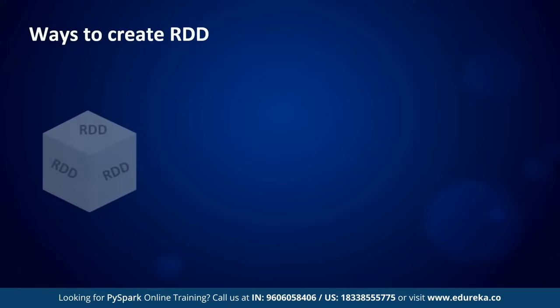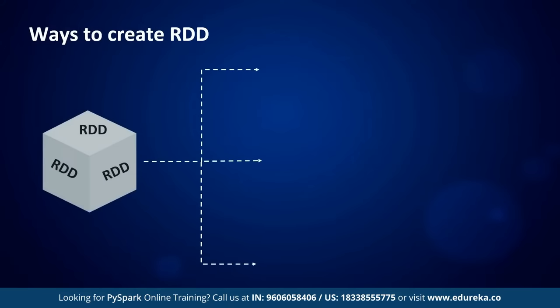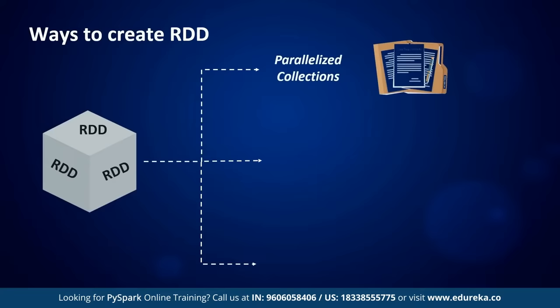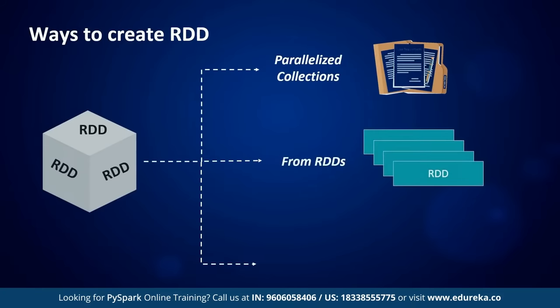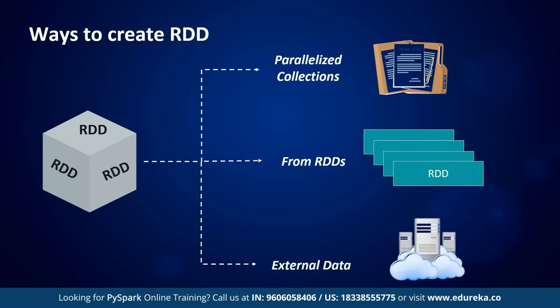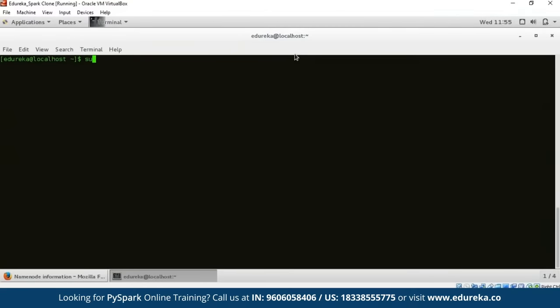Now, let's see the ways to create RDDs. There are three ways to create RDDs. One can create an RDD from parallelized collections, one can also create an RDD from an existing RDD or other RDDs, and it can also be created from external data sources as well, like HDFS, Amazon S3, HBase, etc. Now let me show you how to create RDDs. I'll open my terminal and first check whether my daemons are running or not. Cool.